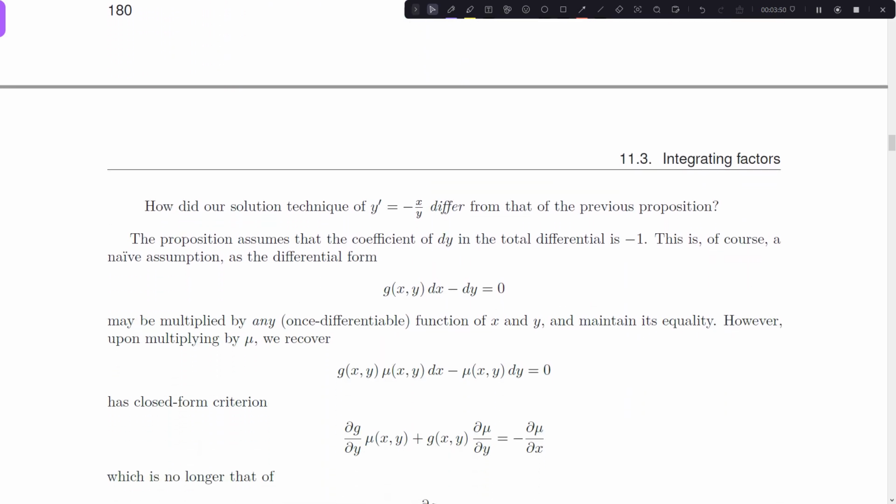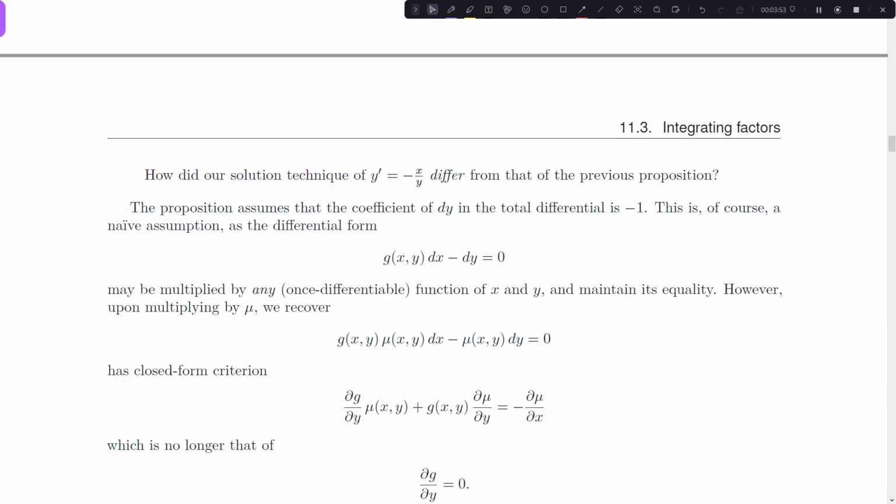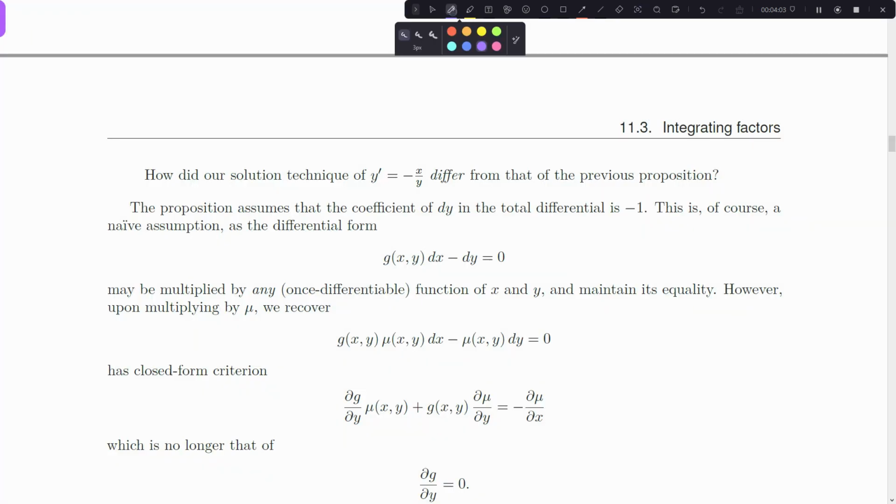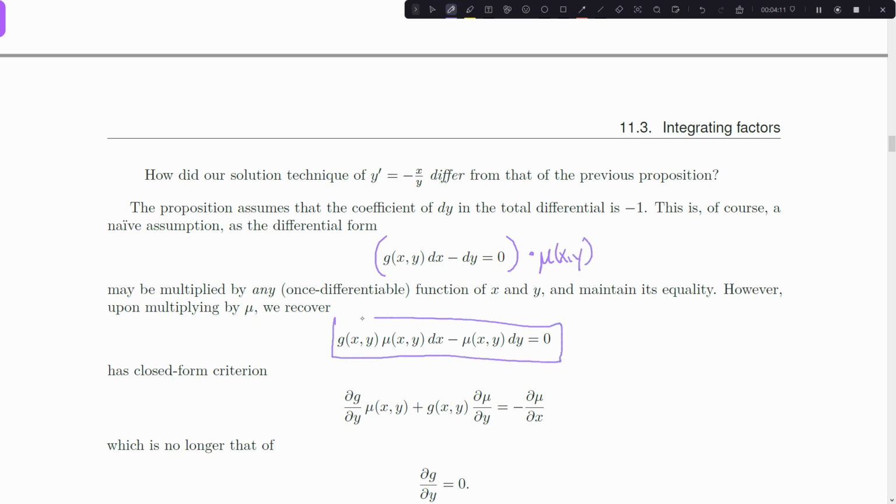So, if I were rearranging the version with mu, all of a sudden I would put a mu there, right? This is the version that I originally started with today. You can imagine I could multiply this entire expression by mu of x y. And in doing so, I recover the following expression, which I can then test for closedness or exactness.